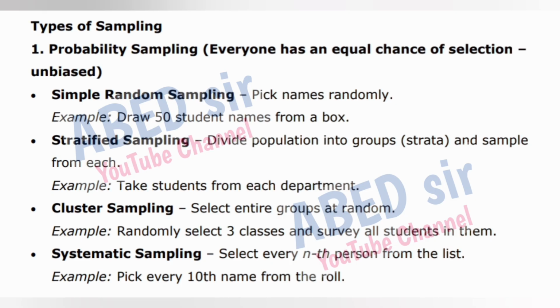Cluster sampling: select entire groups at random. Example, randomly select 3 classes and survey all students in them. Systematic sampling: select every nth person from the list. Example, pick every 10th name from the roll.